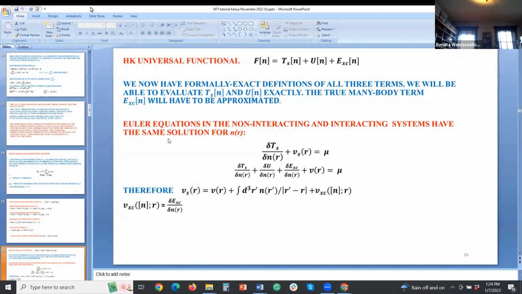And in particular, we can find that Vs of R must be equal to V of R plus the Hartree electrostatic potential, which is the classical Hartree electrostatic potential, which is the functional derivative of U with respect to n of R, plus an exchange correlation potential, which is the functional derivative of Exc with respect to n of R. Notice again that every term in that potential Vs of R is just a function of position, and not otherwise an operator. It's not an integral or differential operator. It's just a multiplication operator.